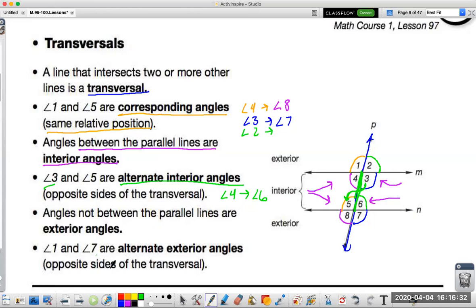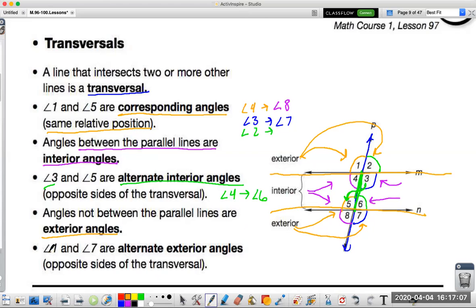Angles not between the parallel lines are considered the external or exterior angles. So you can see this one is not between them. This one is also on the outside, this one's on the outside, and so is this one. They're on the outside of the parallel lines, parallel line M and parallel line N. So those would be considered exterior angles. That would be angles 1, 2, 8, and 7.